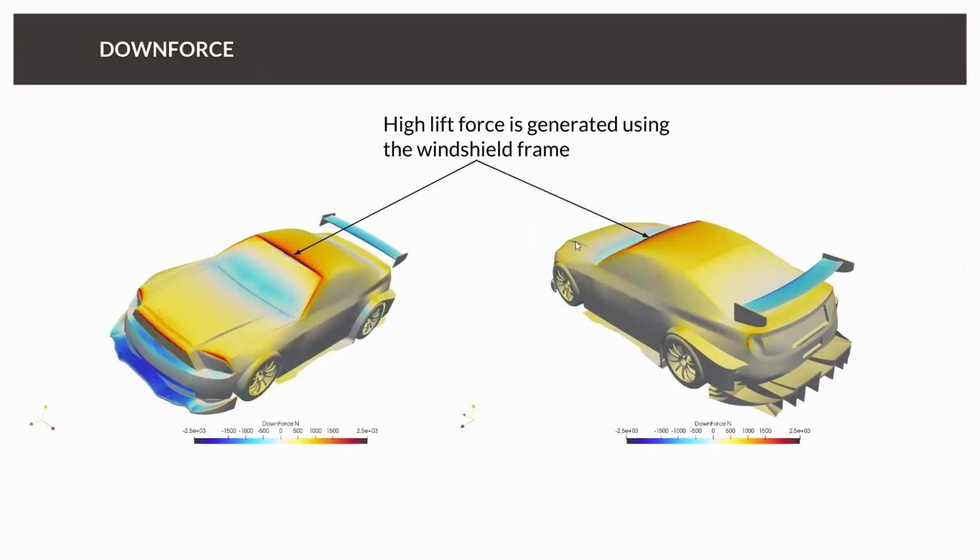And another thing I love about CFD is that it allows us to easily calculate or derive variables from our results. One thing we do a lot in motorsports is to visualize areas or parts of the car and how they are contributing to the total forces. In this case, we have colored the surface of the car by the downforce it's creating.